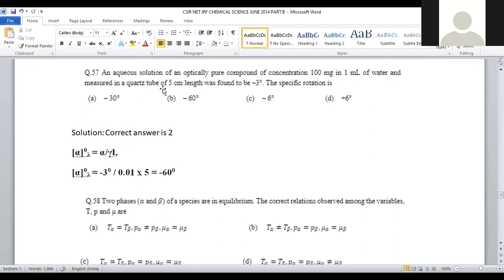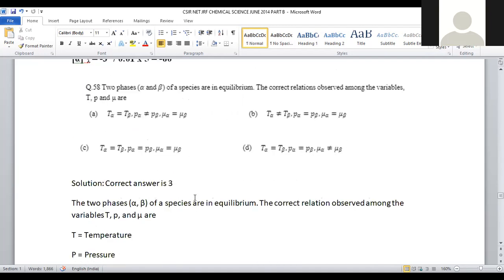Within the problem, a quartz tube with a path length of 5 centimeters has been mentioned, and 100 milligrams in 1 ml is given as 0.01 concentration. When we substitute all the values, -3 by 0.01 into 5, it will become -60 degrees. Specific rotation of the given aqueous solution of the optically pure compound will be -60 degrees. So what will be the formula? Alpha is equal to alpha by gamma into L. For question number 57, option number 2 is the correct answer.